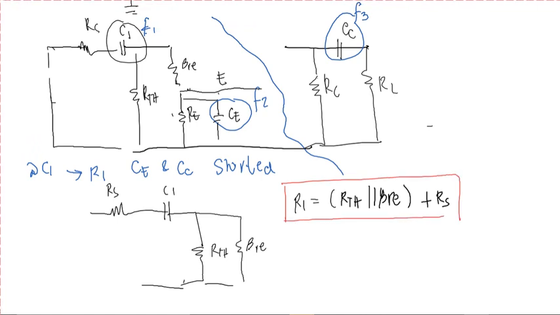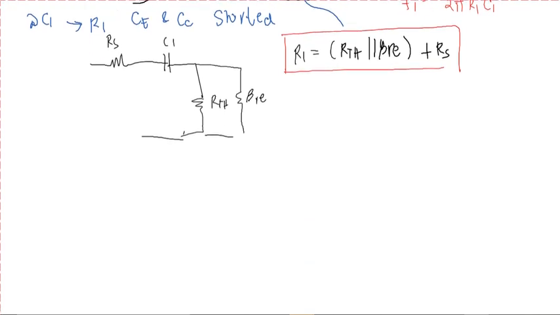So if you solve for your F1, automatically you just substitute 1 all over 2 pi R1 C1. So your R1 is RTH parallel beta RE plus RS. You just substitute it. So next, we need to consider C2, so we have CE. What we need to consider is to find the R2.